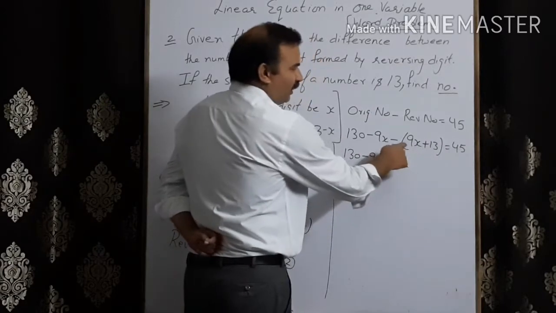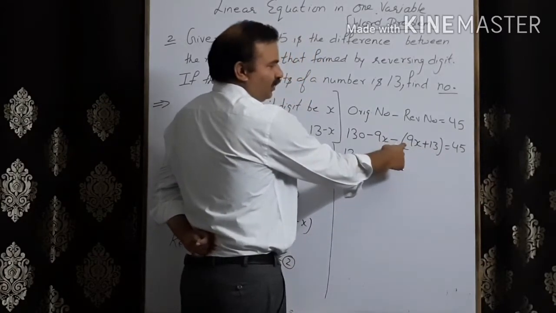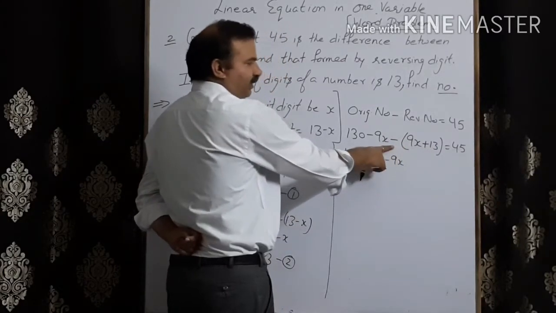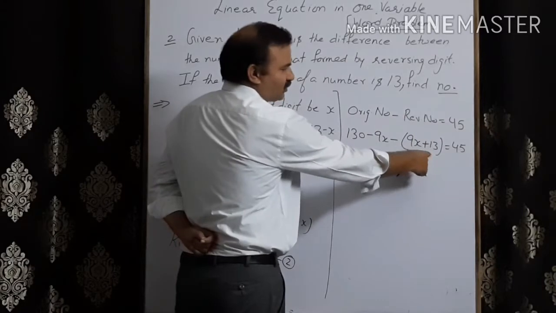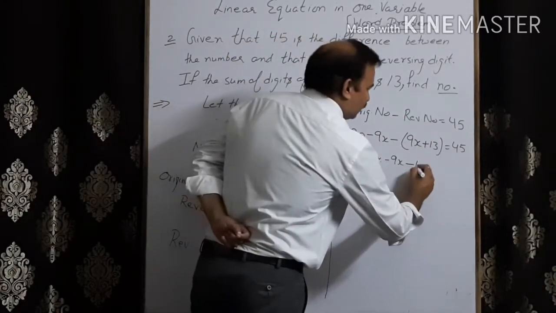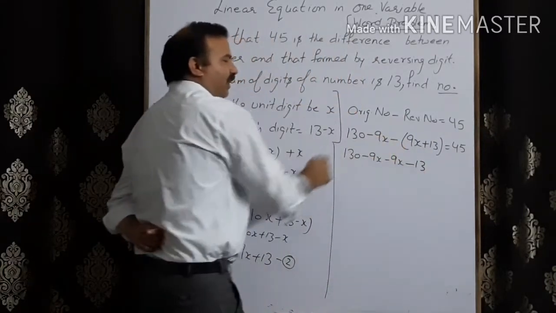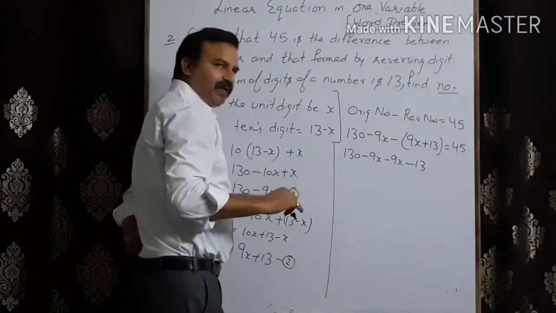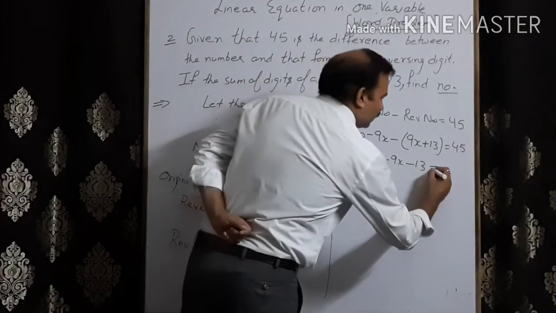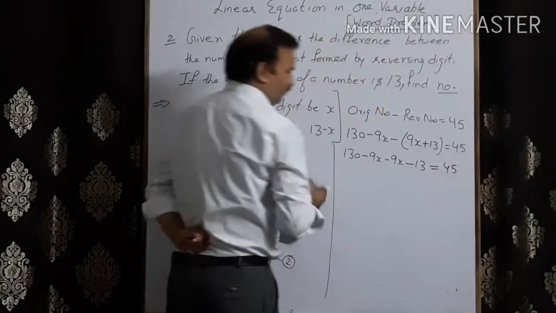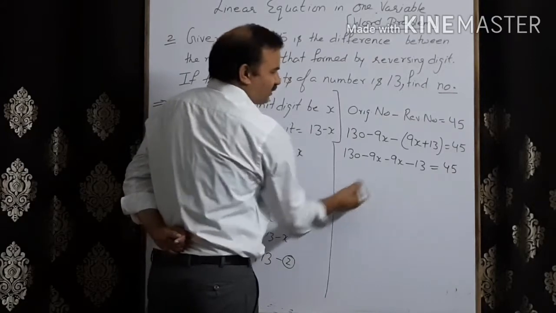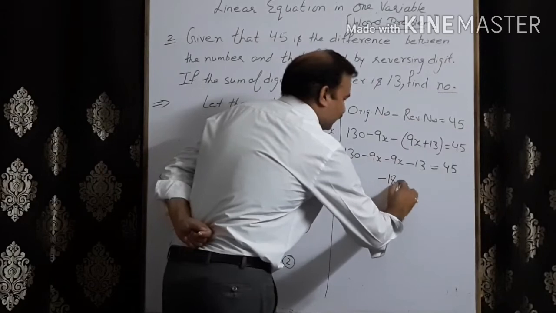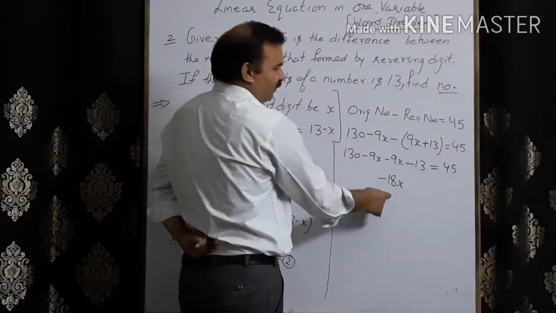Now when the bracket opens, right now there is no sign in front of 9x, so it means plus. So when the bracket opens, the outside minus will become minus, and inside also. As you know, when there is a minus sign outside the bracket, all the signs inside get changed. Minus becomes plus and plus becomes minus, is equal to 45. Now this is 9x and 9x will become 18x. So this is minus 18x, because minus 9 minus 9 is minus 18.